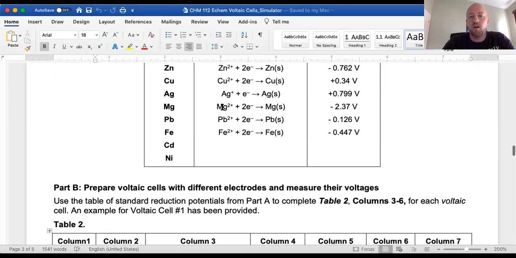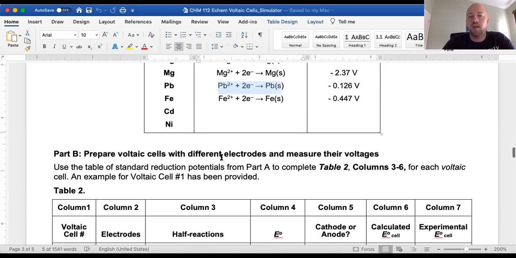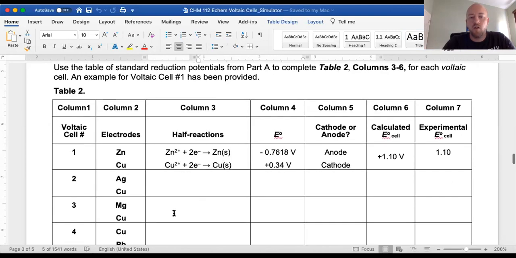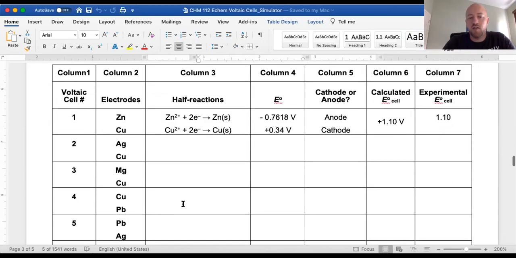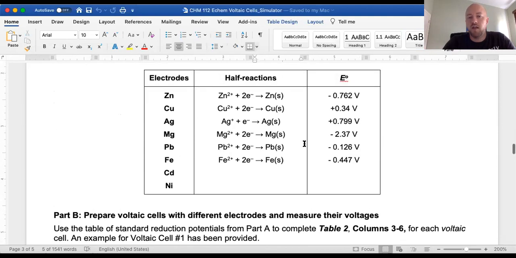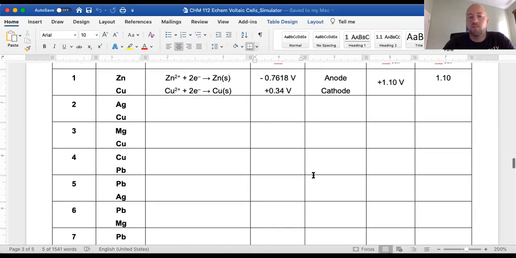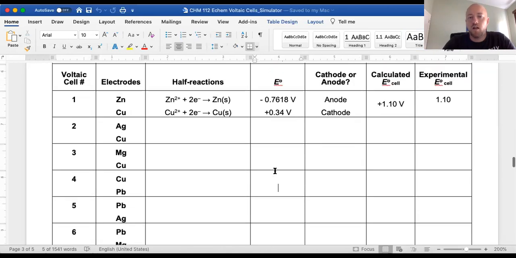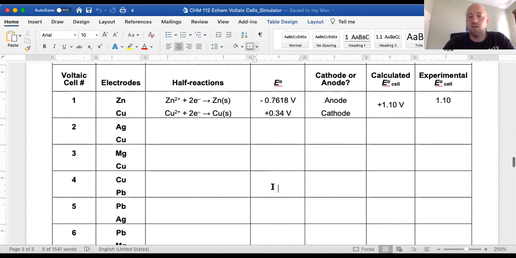Like if you go up here, here's the lead one: lead 2 plus plus 2 electrons making lead. That would go right here. Here's your lead reaction, so that same reaction is going to be copied right there. And what is the potential? Lead is right here, -0.126. That's going to go in this column where it wants the standard potential.